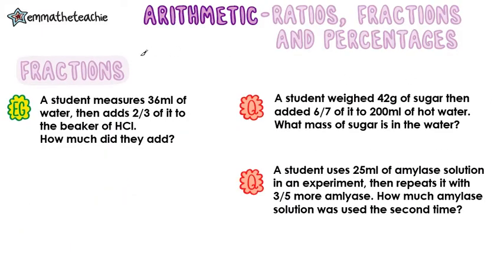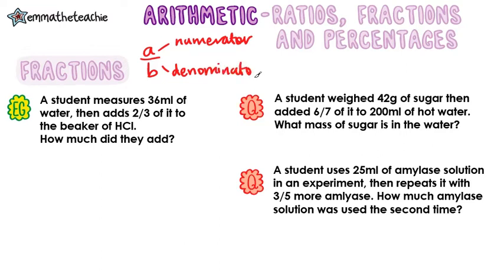Now we'll look at fractions. So fractions are when you've got a number over another number. So here we've got A divided by B. A is our numerator and B is our denominator.